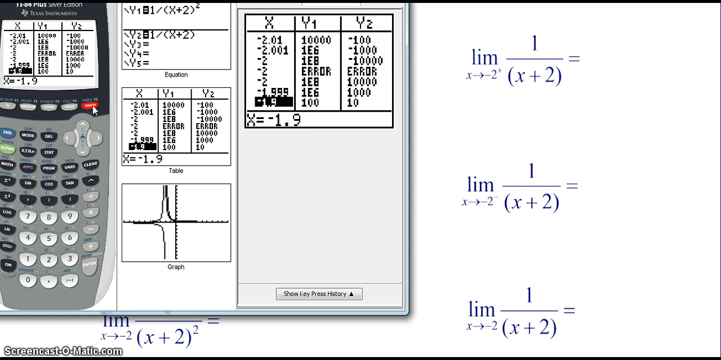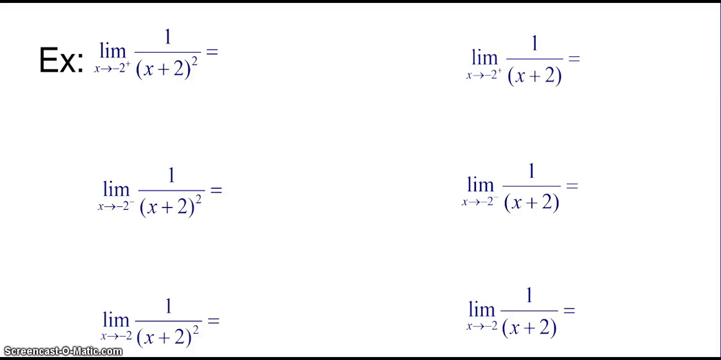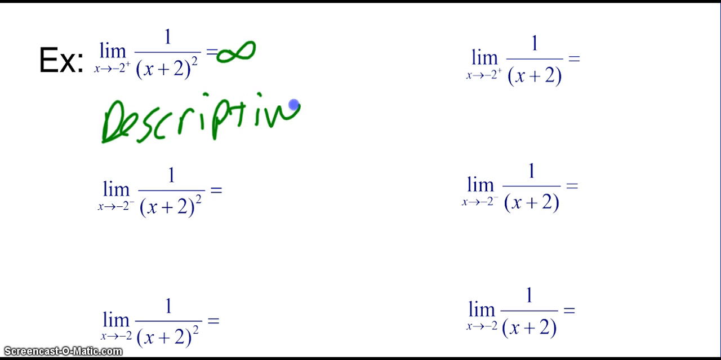So normally, what we've done so far is we said the limit does not exist there, because it is technically not approaching a value. But now we're going to use what we call descriptive limits, and we're going to say that it's going to infinity. So this is what we call a descriptive limit.